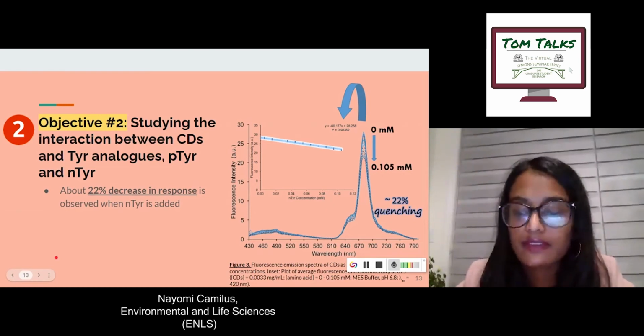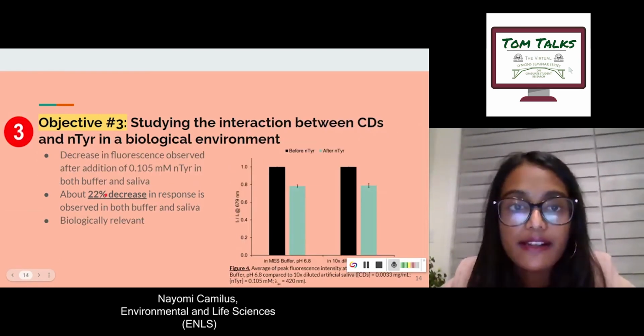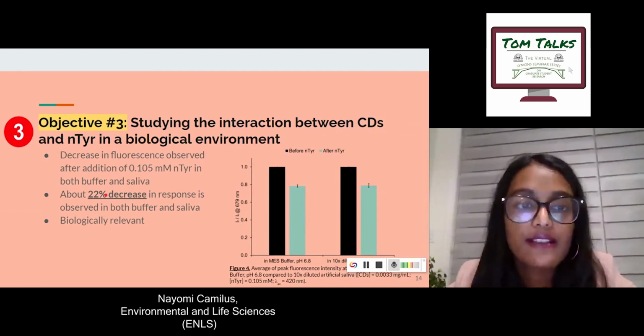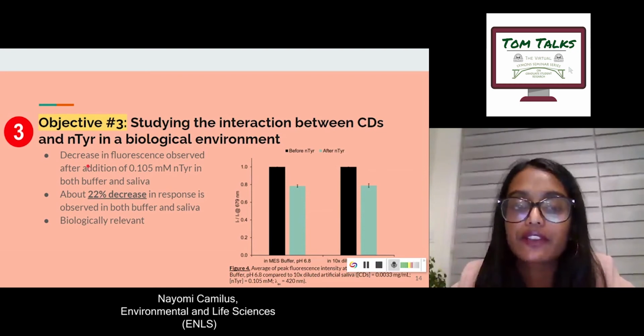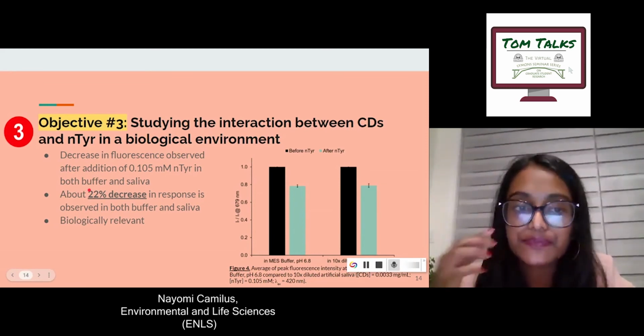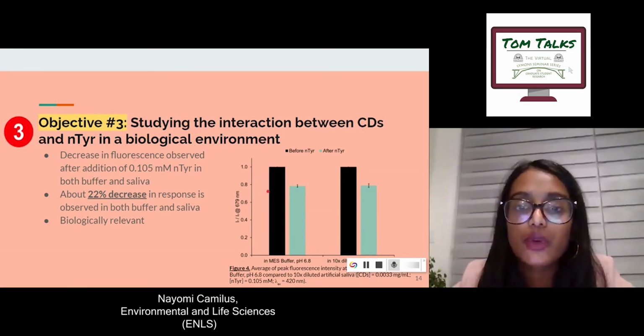So now, in terms of the last objective, objective 3, studying the interaction between the carbon dots and nitrotyrosine in a biological environment, we see here a decrease in fluorescence observed after addition of 0.105 millimolar nitrotyrosine in both buffer and saliva. This experiment shows us that even if you put the carbon dots into 10 times diluted artificial saliva, we still see the same response, a 22% decrease in response, both in buffer and saliva.